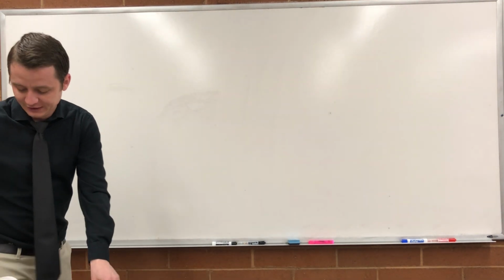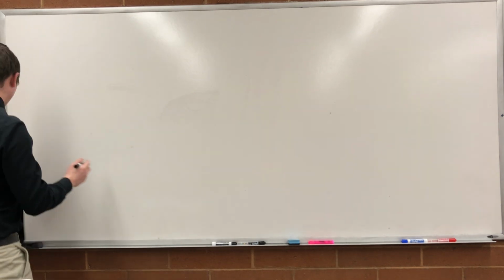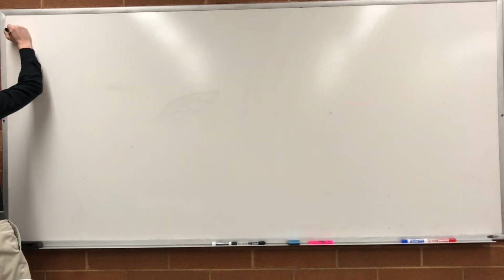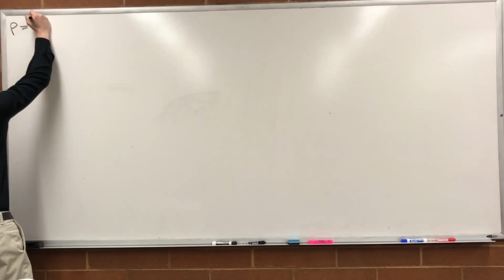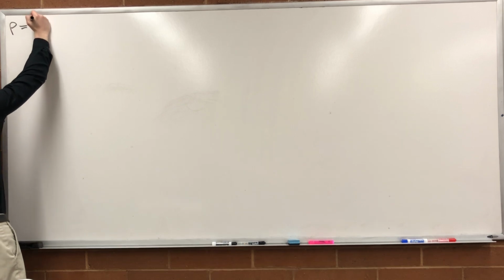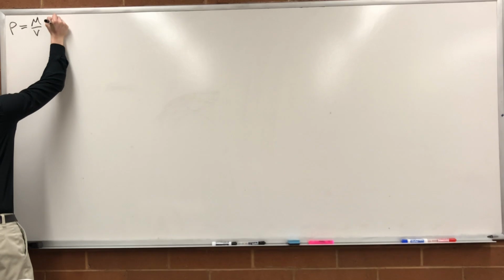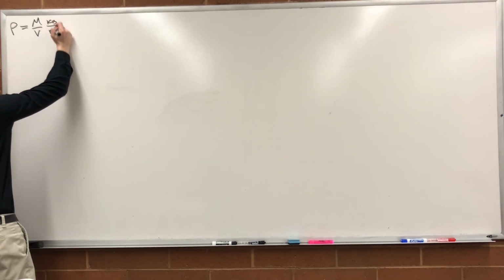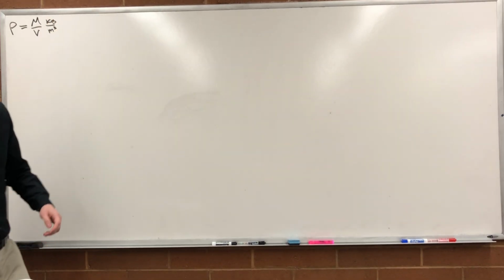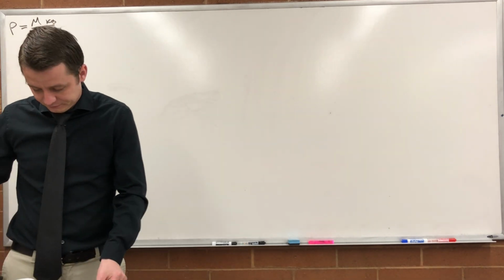So yeah, fluid mechanics. Let's put up some of our basic definitions again. Density. Density is m over V, mass over volume. So it's kilograms per meter cubed. Mass over volume. Okay.